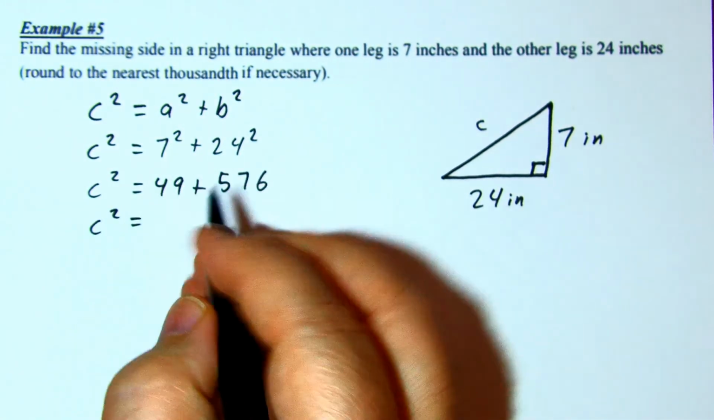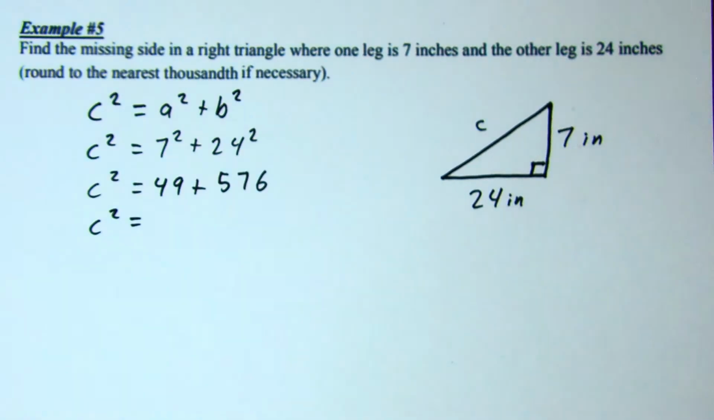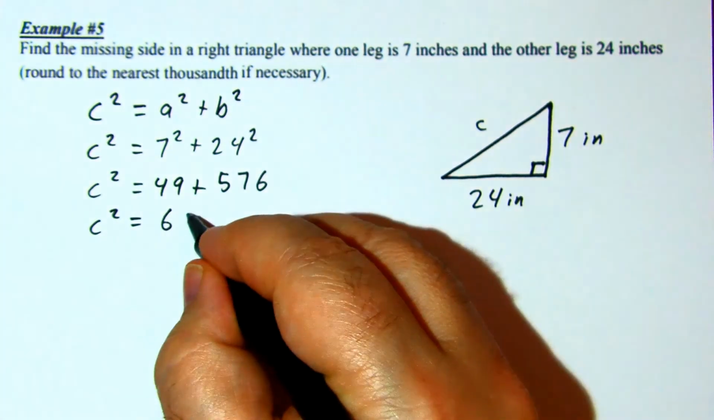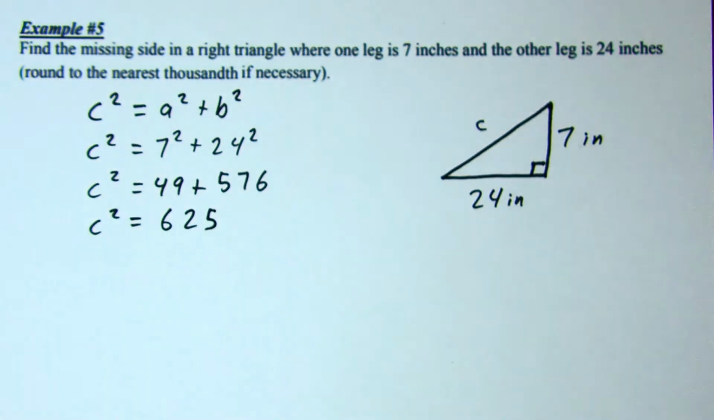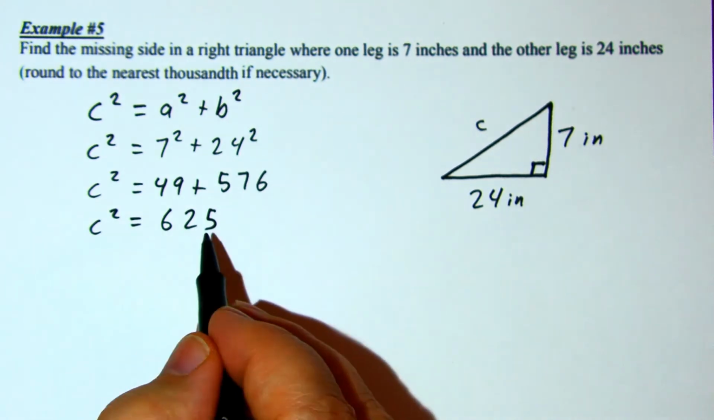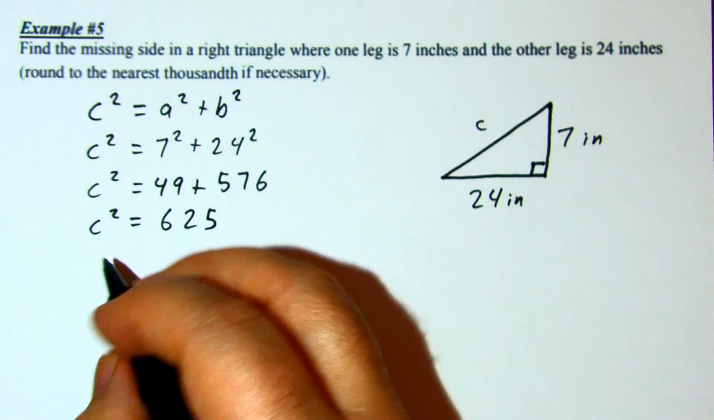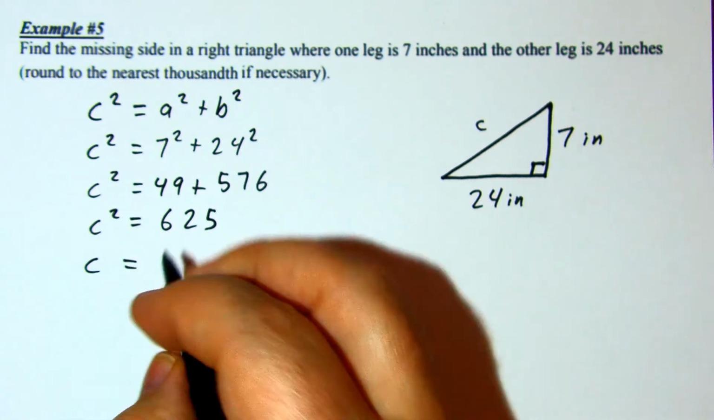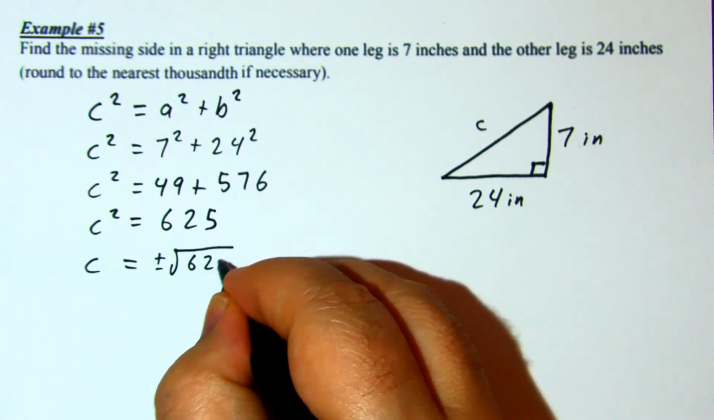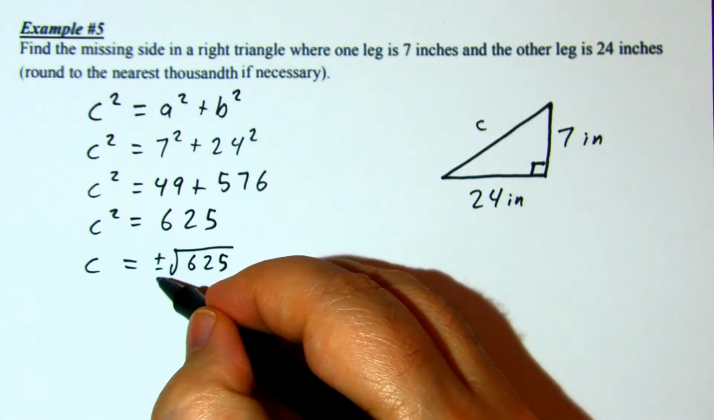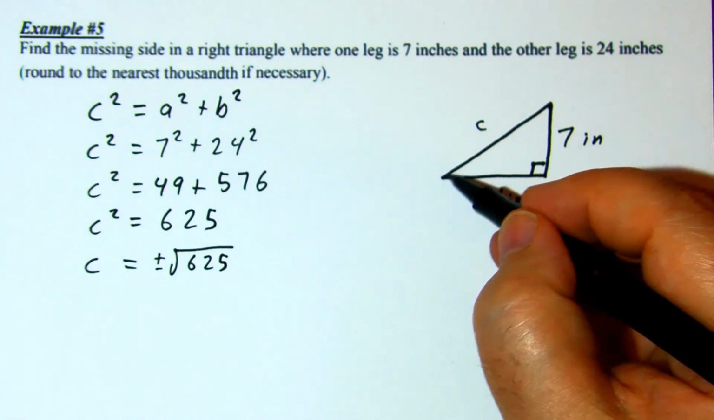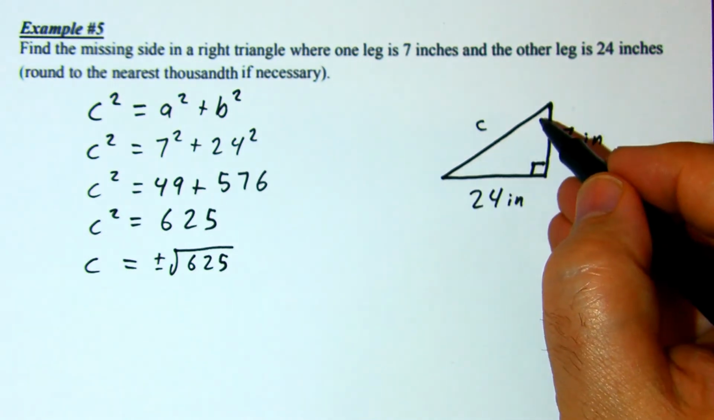Continuing, I add these two numbers together, and I used my calculator to give me 625. And now we have c squared by itself equaling 625. So the next step is to say that c equals plus or minus the square root of 625. The plus or minus is not actually necessary in this particular problem, because we know we're looking for a side, and that side has to be positive.